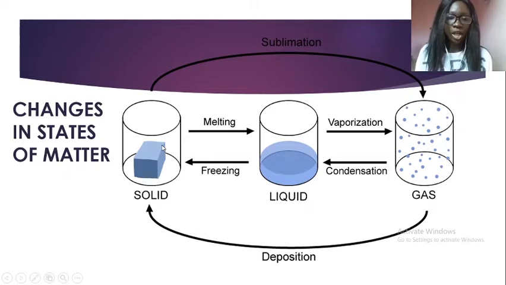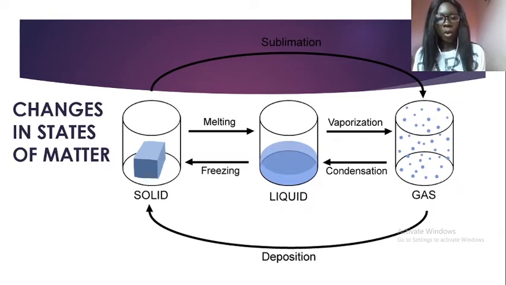For solid to change to liquid, something must occur. That is what we refer to as the change in state of matter. What happened when solid changed to liquid? What happened when liquid changed to solid? What happened when gas changed to solid, and all that? So we're going to understand it here.